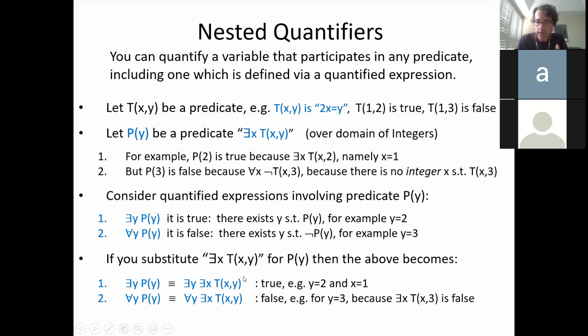And conversely, if you see a series of quantifiers, you can put brackets and think of the inside expression as some predicate, in this case on y. And the whole thing is asking, does there exist a y such that this inner quantified expression, if you think of this as a predicate on y, is true or not? Okay.